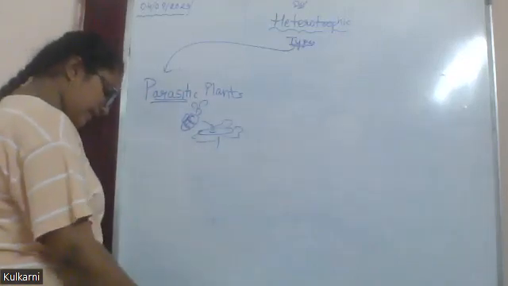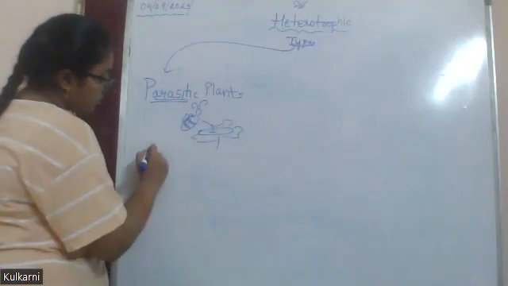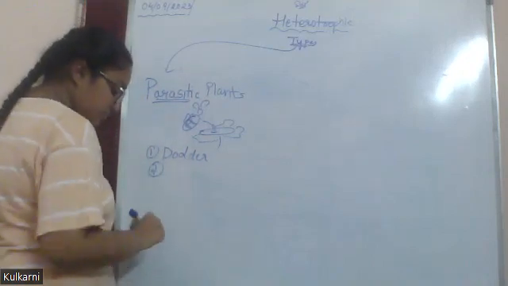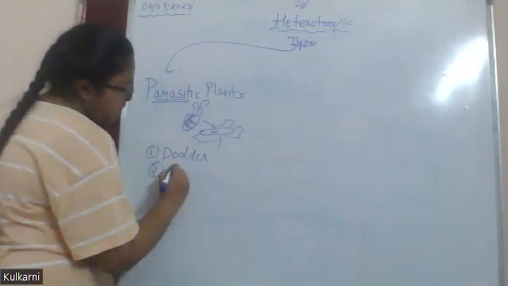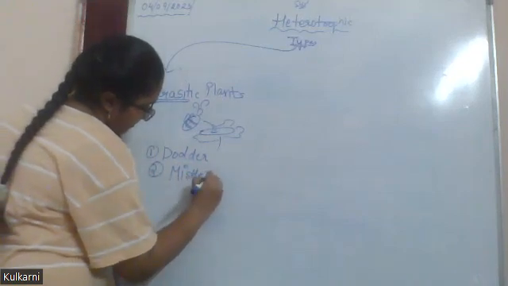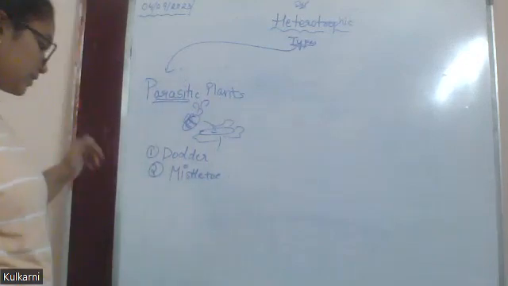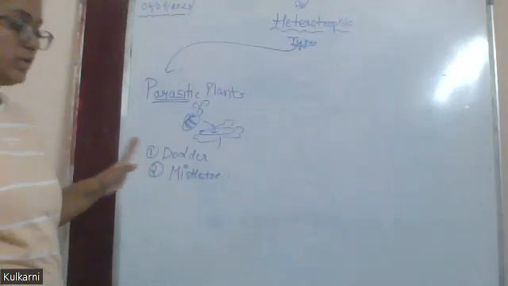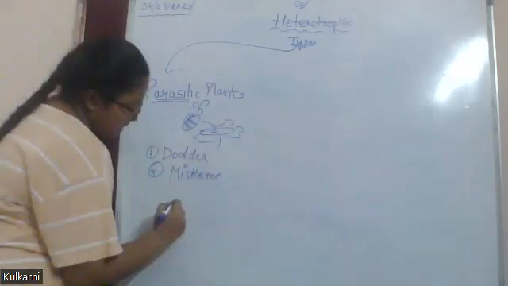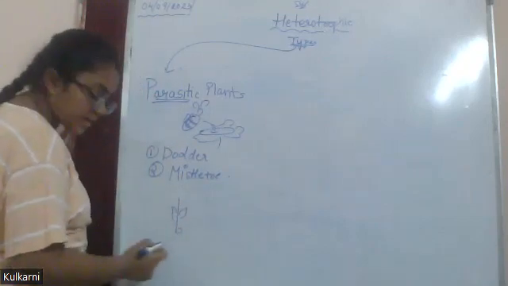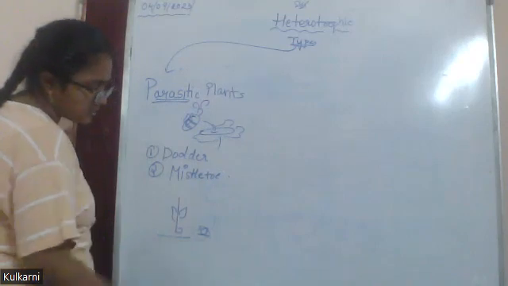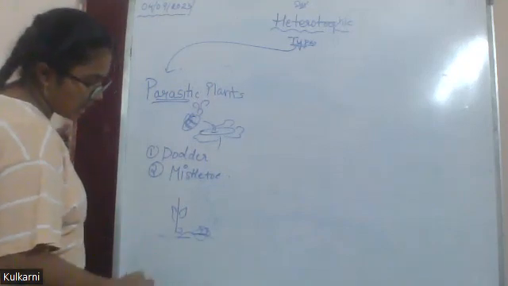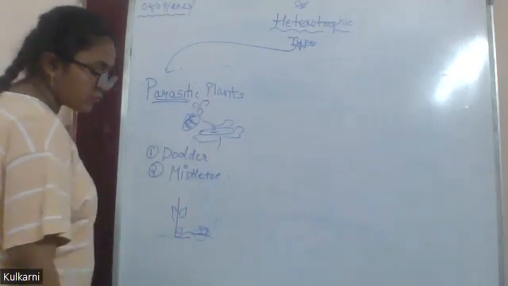For example, a simple example I'll take. Here the examples are given up in the textbook. It's given dodder, and the second one is mistletoe. So what does the dodder do? The dodder has no chlorophyll, so it cannot make its own food. So what it does is, now let us assume this is a plant. And let us assume here is some dodder kind of structure. Now this doesn't have chlorophyll, so it will send its roots towards the roots of the plant which is having the tendency to make its own food.